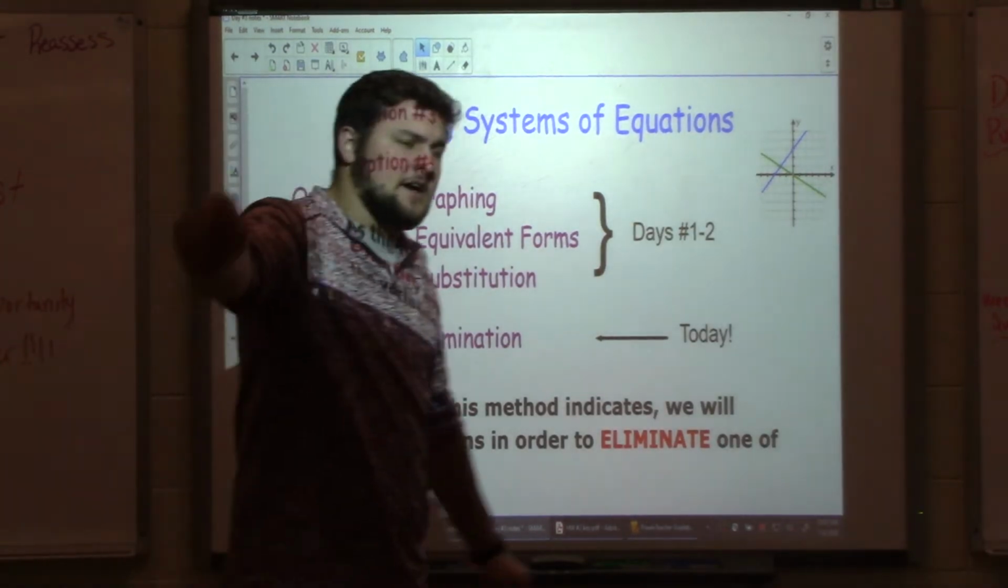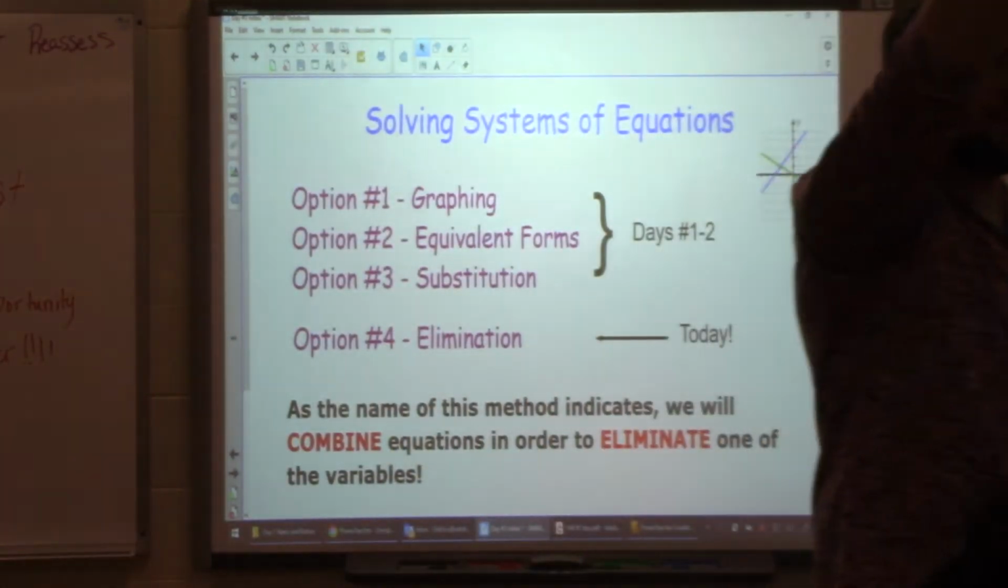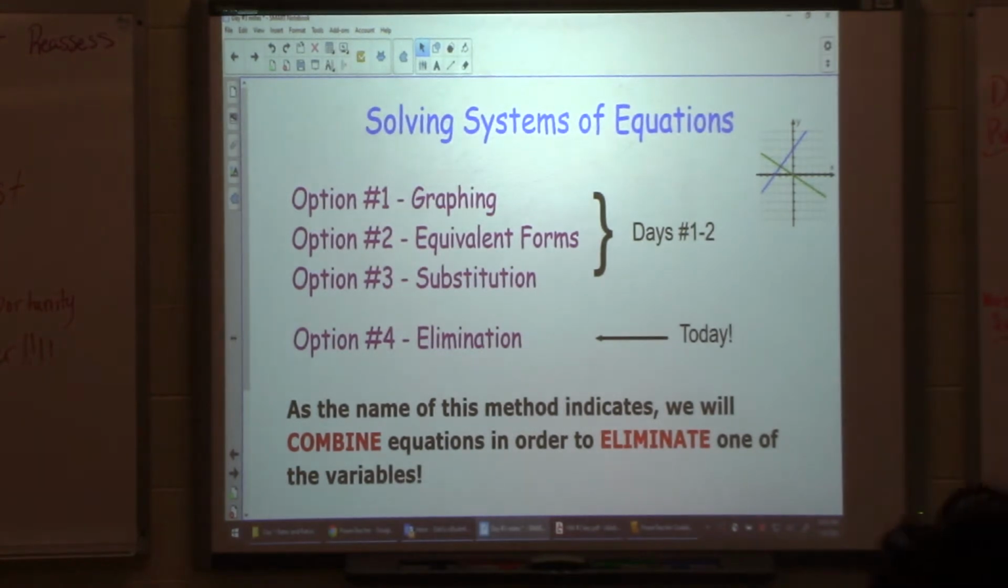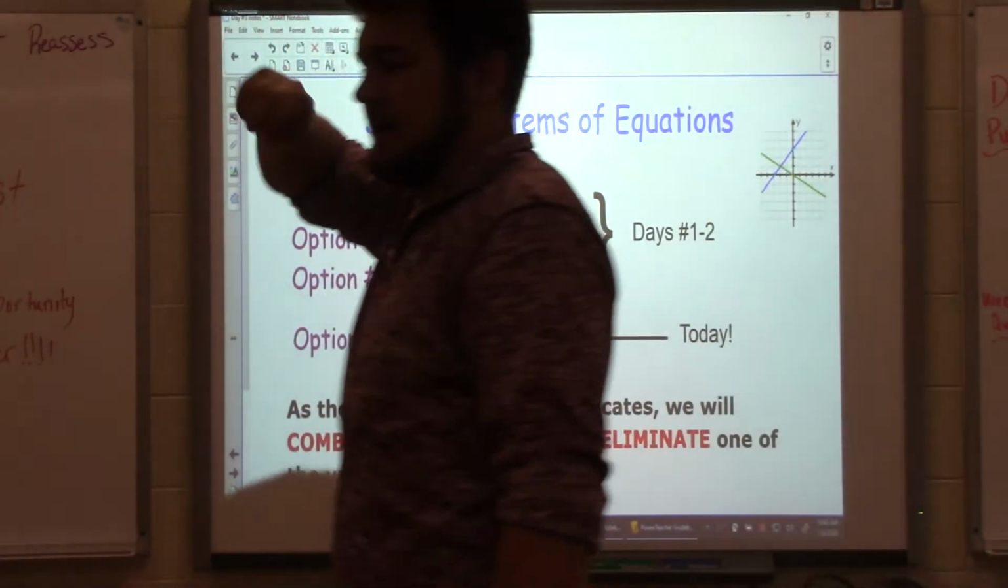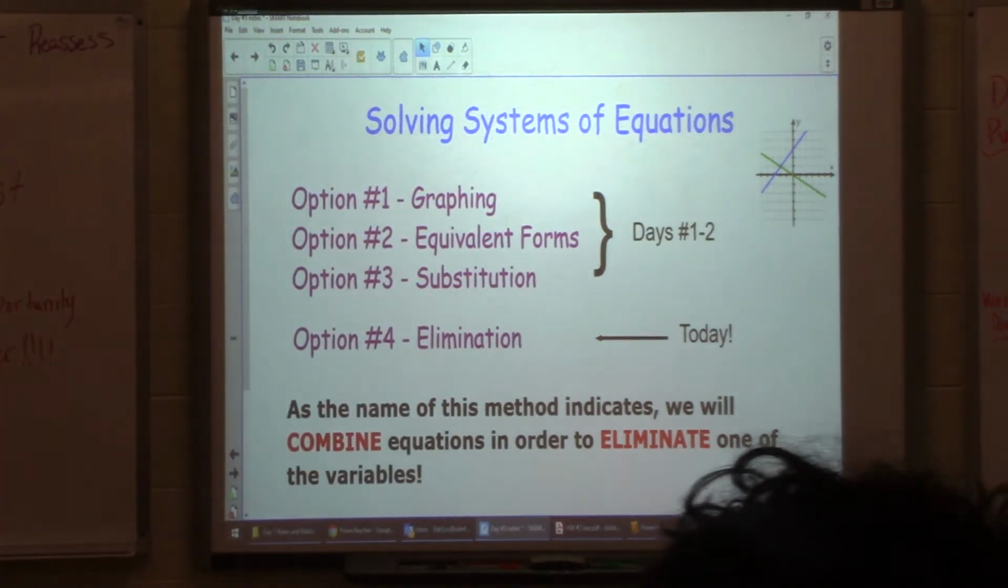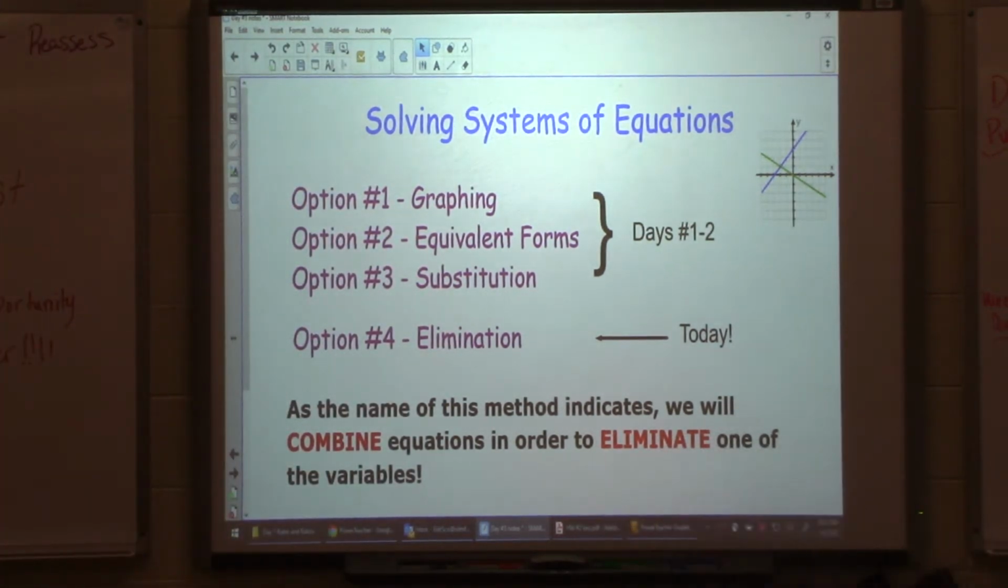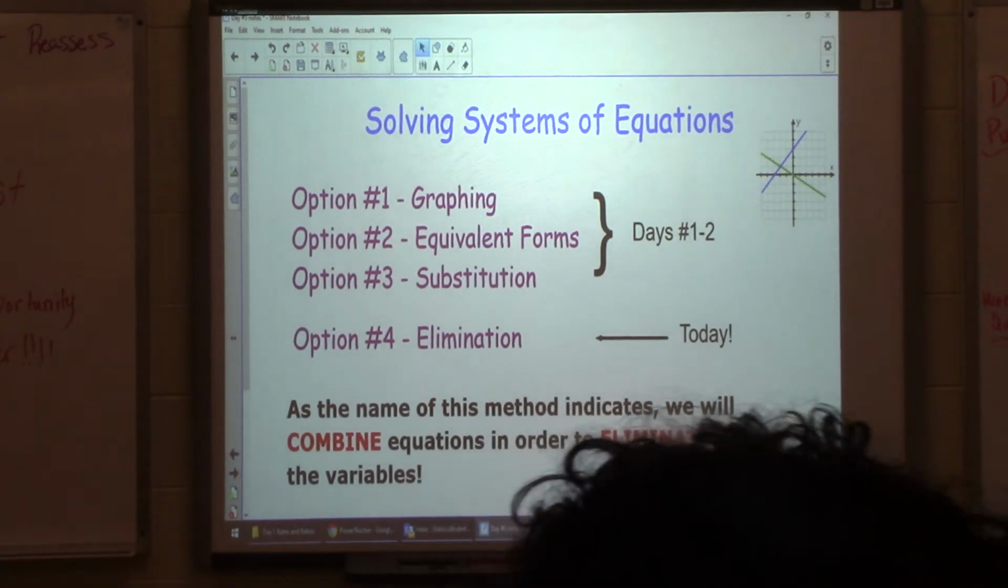Alright, listen up. So, like I said before, days 1 and 2 we spent on graphing, substitution, equivalent forms. Today, we're talking about the elimination method. I like to call it combination elimination. Some people call it just elimination. It's really up to you.